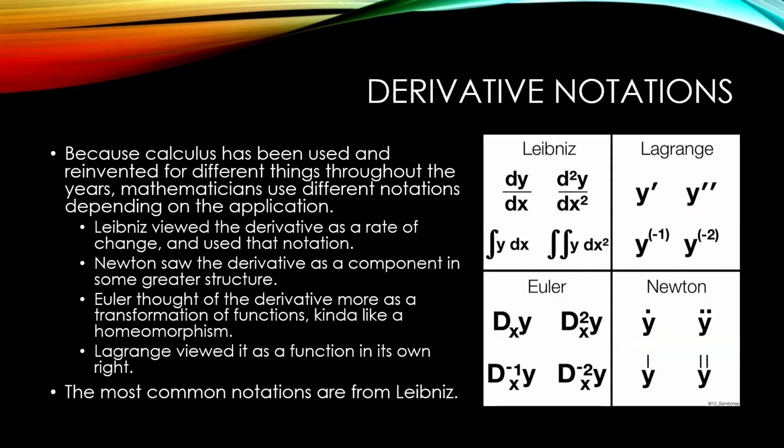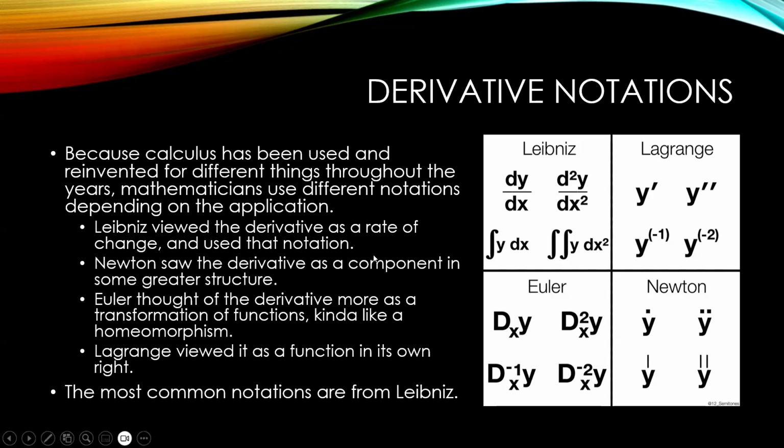Notations. Oh, there's always notations. And so because calculus has been used and reinvented for different things throughout the years, mathematicians use different notations depending on their application. And so Leibniz, he viewed the derivative as a rate of change. And so he would usually use dy over dx to represent that it's a ratio, which is what it is.